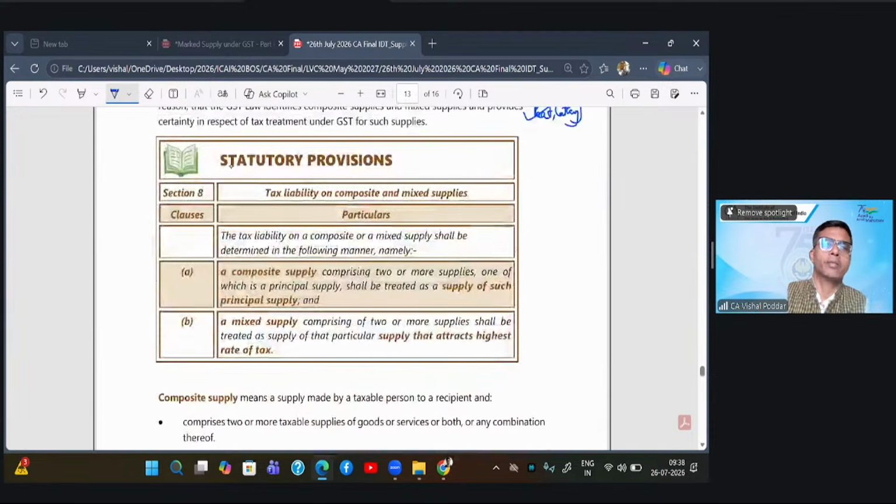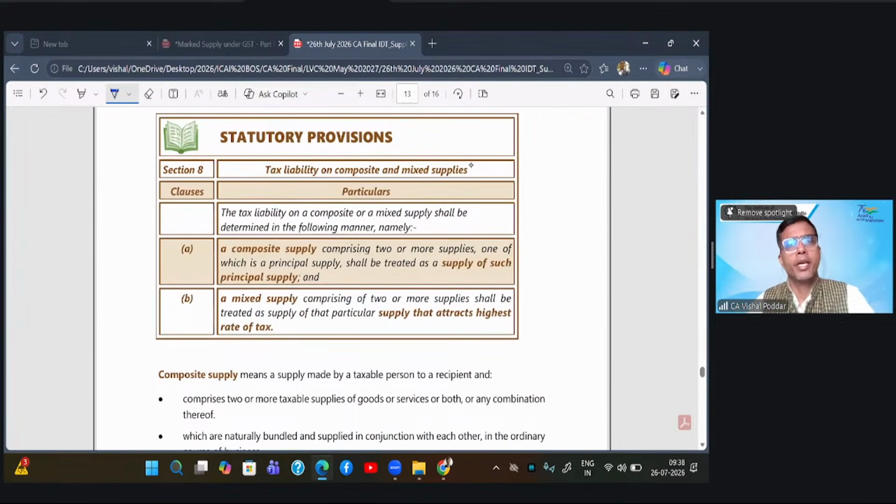For that, we have Section 8. Section 8 says that whenever there is a combination of different items which is supplied together, you have to test: can it be called composite? Can it be called mixed? If it is to be treated as composite, then the rule is on the entire value, you will tax or take the rate which is applicable to the principal supply. It means the entire combination will be treated as the supply of the principal item.